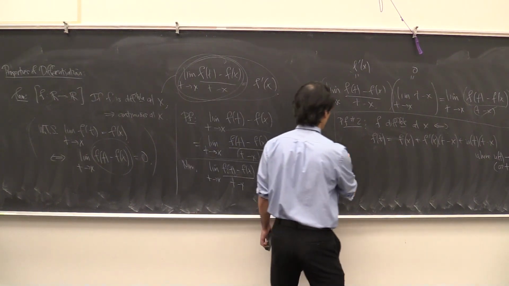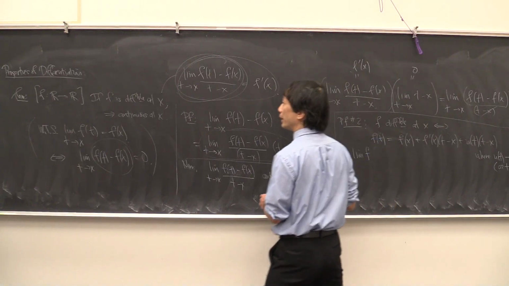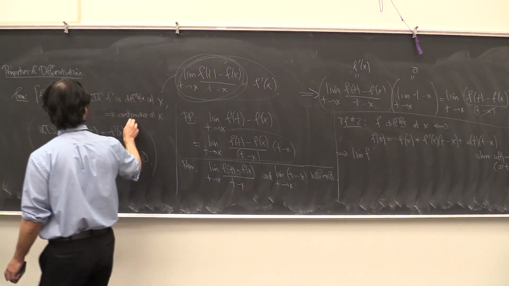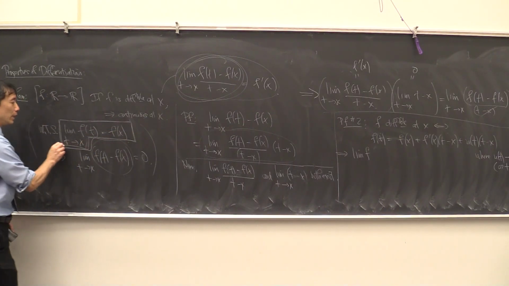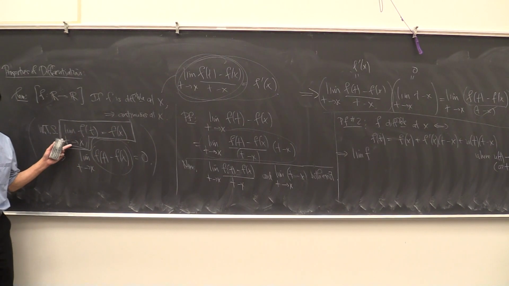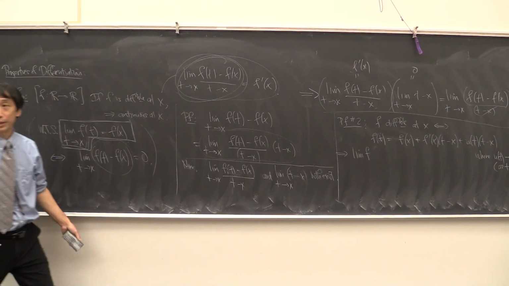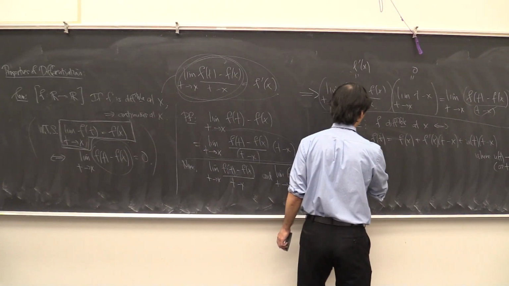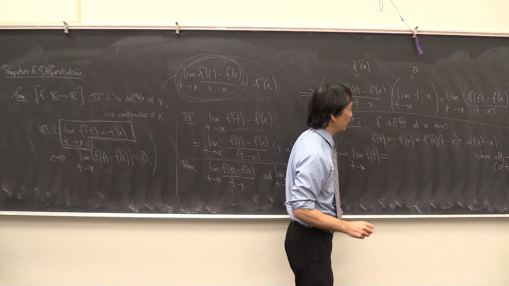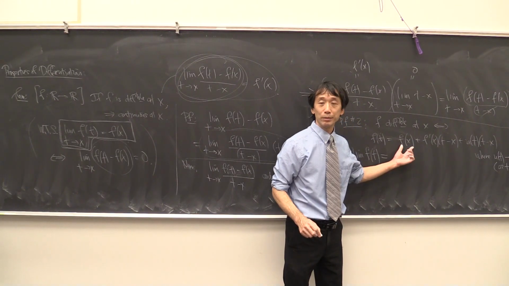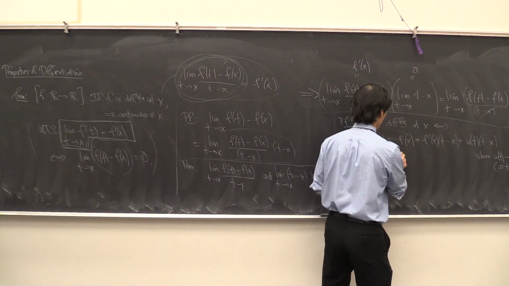Right? And so the limit, remember what we're trying to show. We're trying to show that the limit of f of t as t approaches x is f of x. So take the limit as t goes to x. What happens to this term as t goes to x? Nothing. That's just f of x.